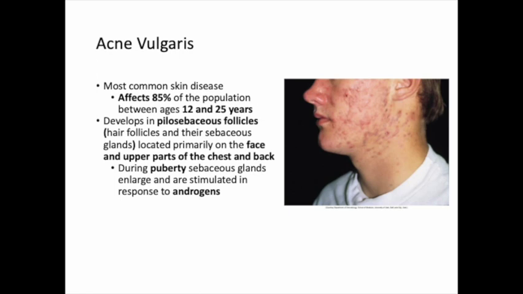Acne vulgaris, this is the most common skin disease, and it affects 85% or more of the population between the ages of 12 and 25 years old. And it develops in the pilosebaceous follicles. So this is the hair follicles that have sebaceous, oily glands, and located primarily on the face, but you can also find it in the upper parts of the chest and the back. During puberty, these sebaceous glands start to enlarge because they're stimulated by the androgen hormone.